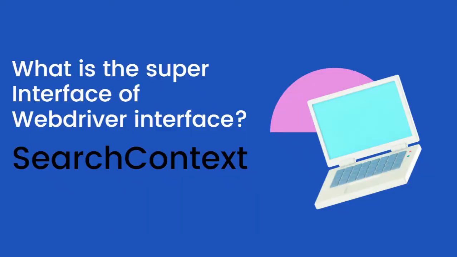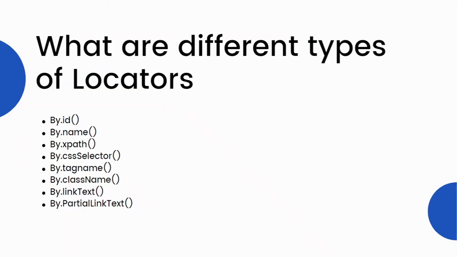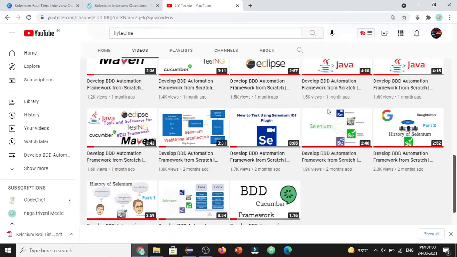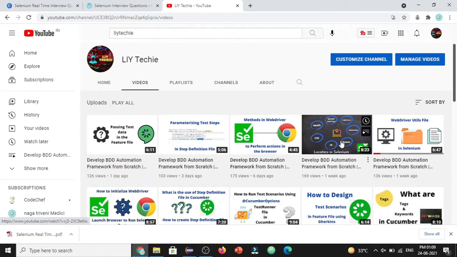Let's move on to the next question. What are the different types of locators? In Selenium, we have multiple locators to identify the web elements in our web application, and I have made a video explaining the different locator techniques we have in Selenium. So this is the video which explains all the different types of locator techniques we have in Selenium and how to use them. I request you to go through this video to get a more detailed explanation of the different types of locators in Selenium.